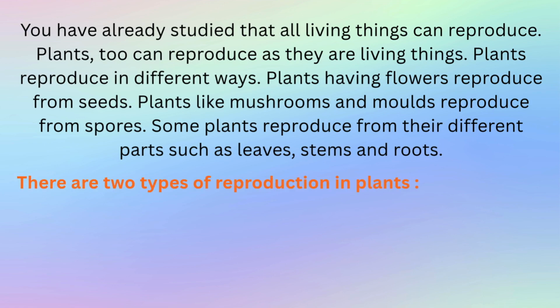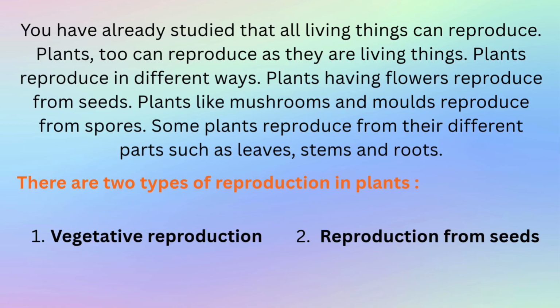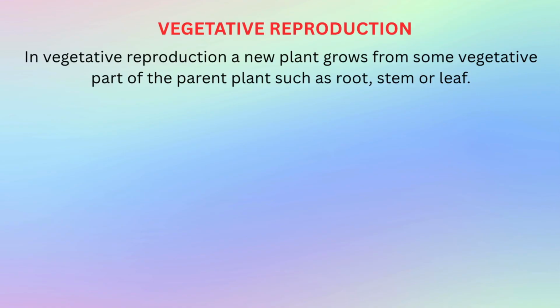There are two types of reproduction in plants. 1. Vegetative reproduction. 2. Reproduction from seeds. Vegetative reproduction. In vegetative reproduction, a new plant grows from some vegetative part of the parent plant such as root, stem or leaf. A. Plants growing from stems.